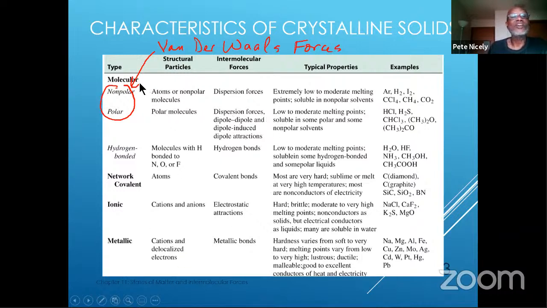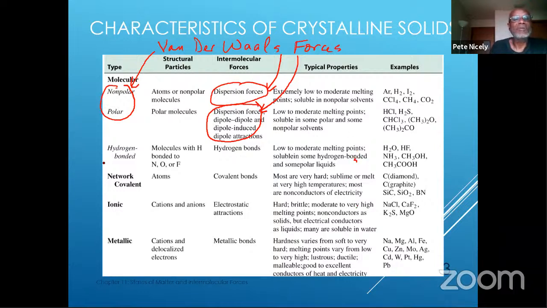Now, when it comes to these types of compounds, nonpolar and polar molecular compounds, the dispersion forces and the dipole-dipole interactions collectively are called van der Waals forces. So these forces here collectively are called van der Waals forces, all right? So there are two types of van der Waals forces. You have the dispersion forces, and then you have the dipole-dipole, permanent dipole forces, all right?